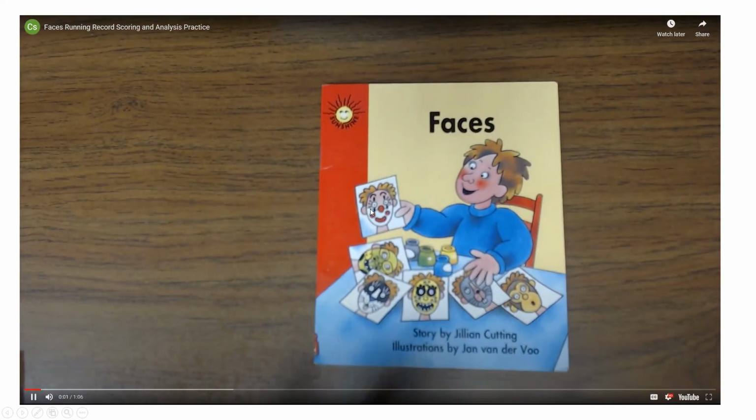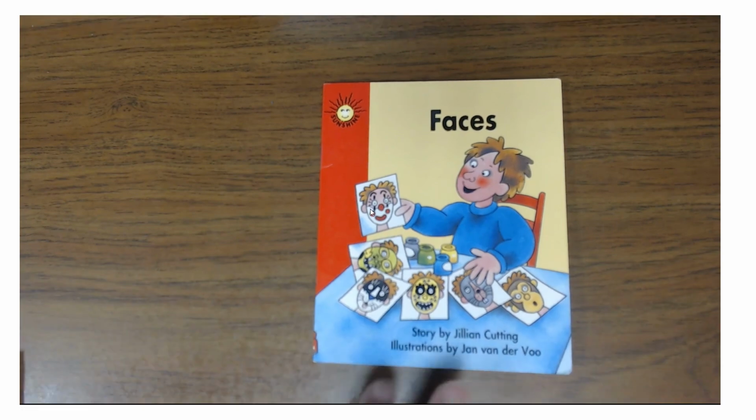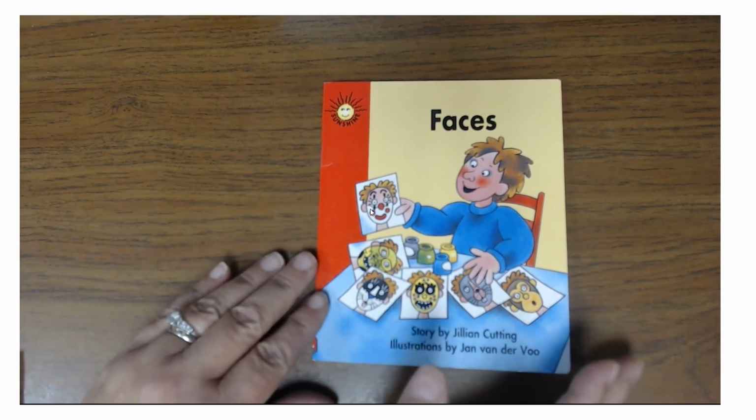All right, we are going to read the book Faces. I will read it and you will take the running record. This is a book by Jillian Cutting.